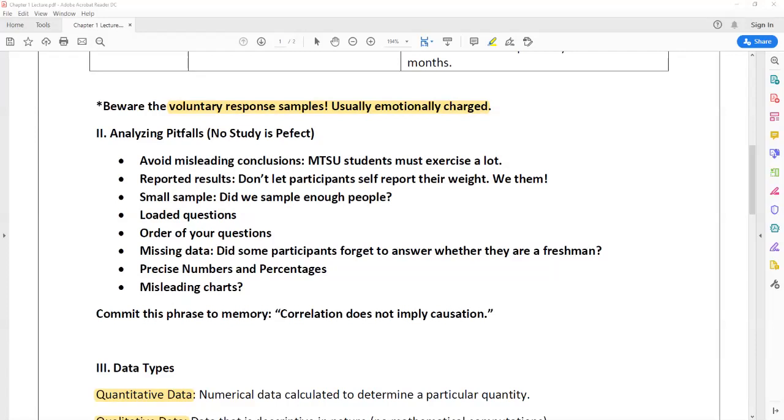So once you get your data, look at what the data really tells you and do not try to run amok with it. Do not try to reach conclusions that are really not there.